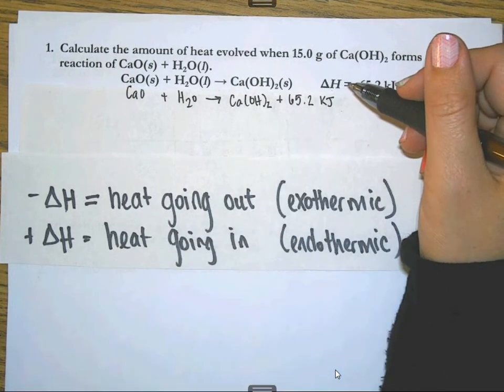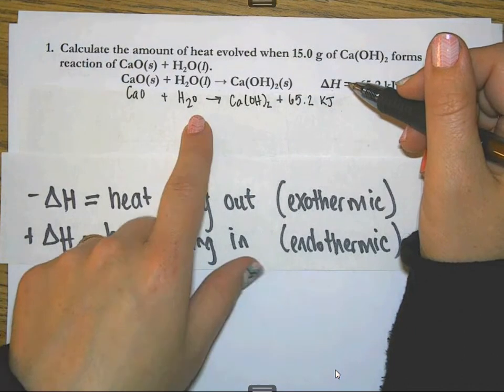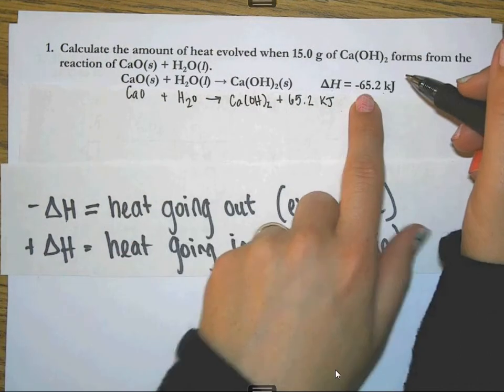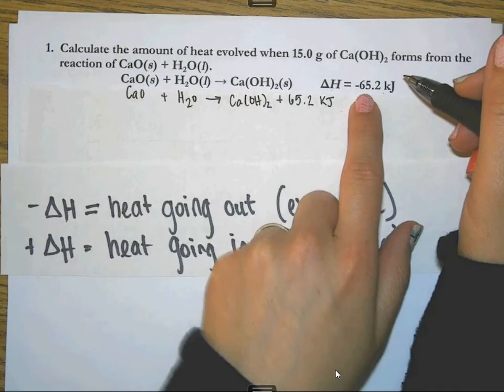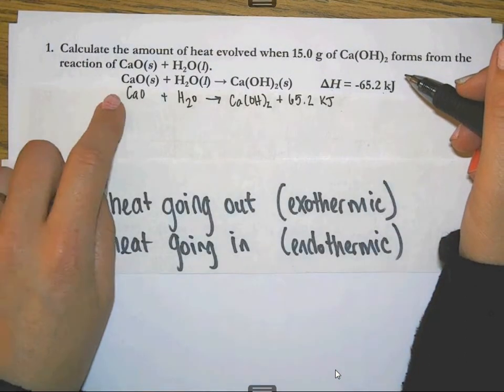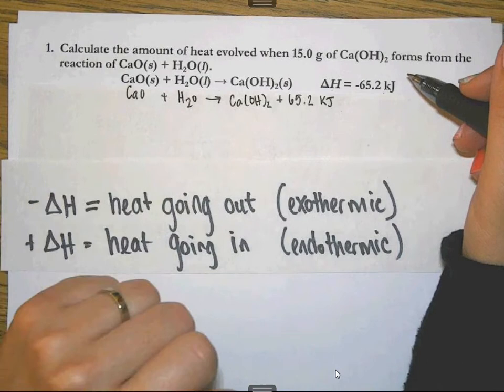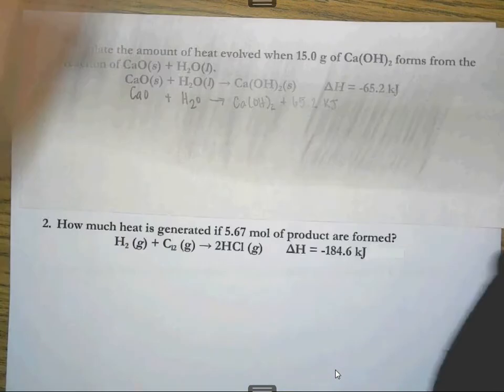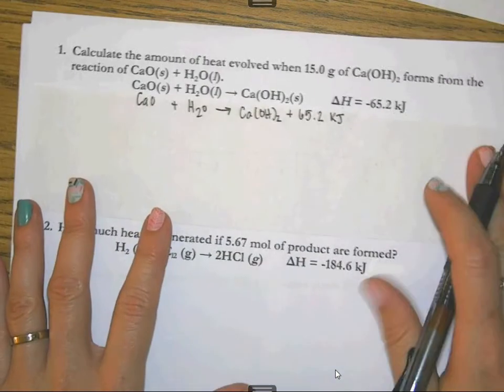It's just understood that these two things are coming out or being given off, and these two things are going in. So had this been a positive 65.2, I wouldn't have put it right here. I would have put it over here on this side. I would have put 65.2 plus CaO plus H2O.